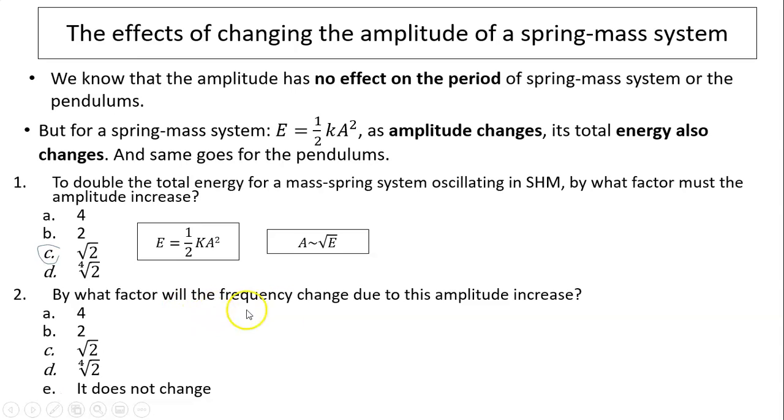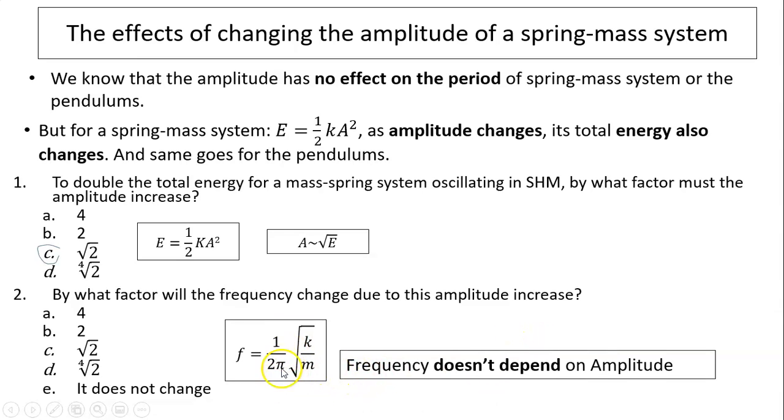Next question, by what factor will the frequency change due to this amplitude increase? We know frequency is 1 over 2 pi times the square root of K over M. This equation does not have amplitude, so frequency does not change. The answer is C.